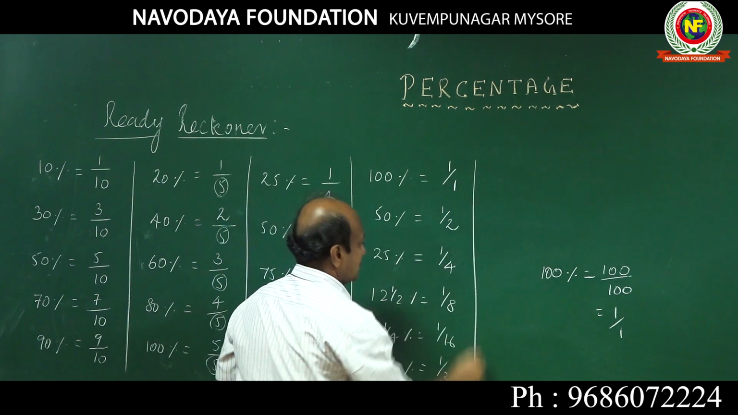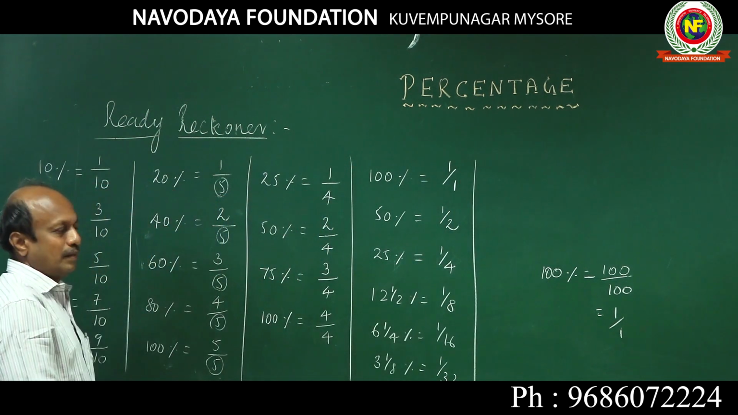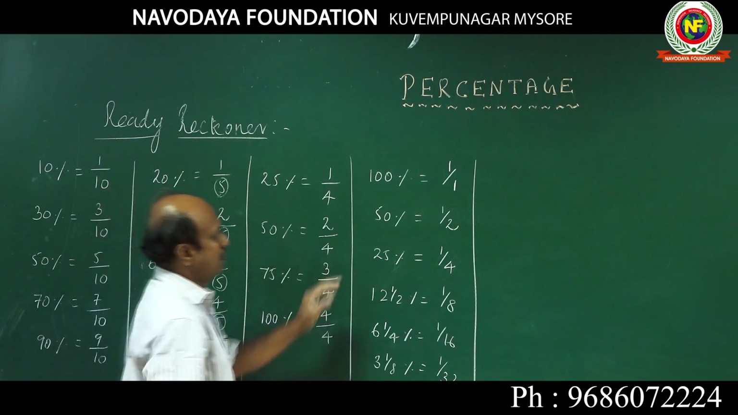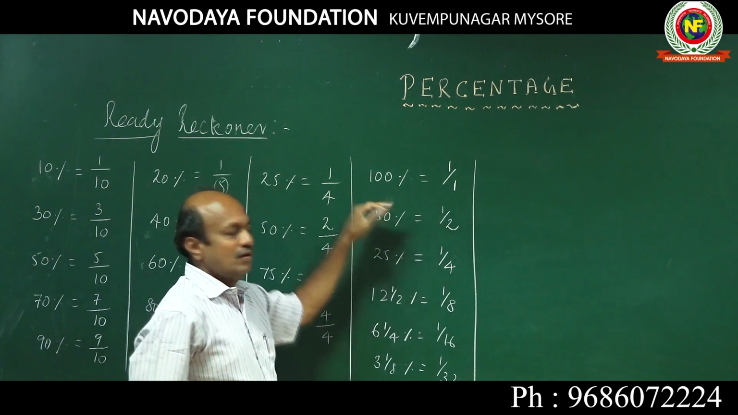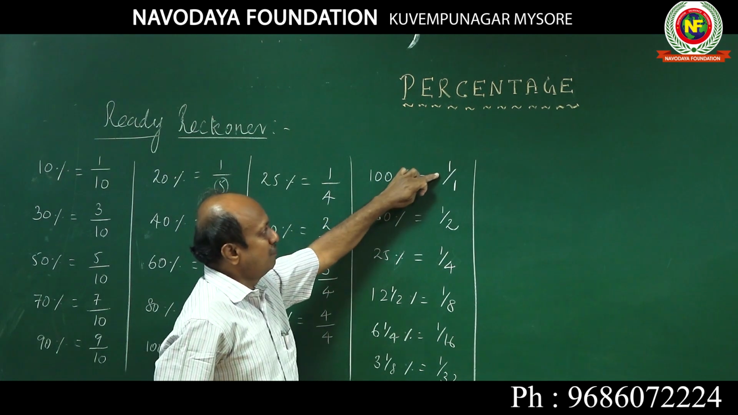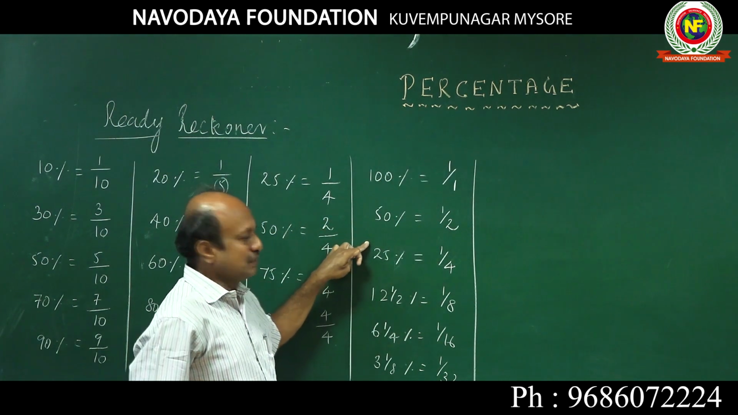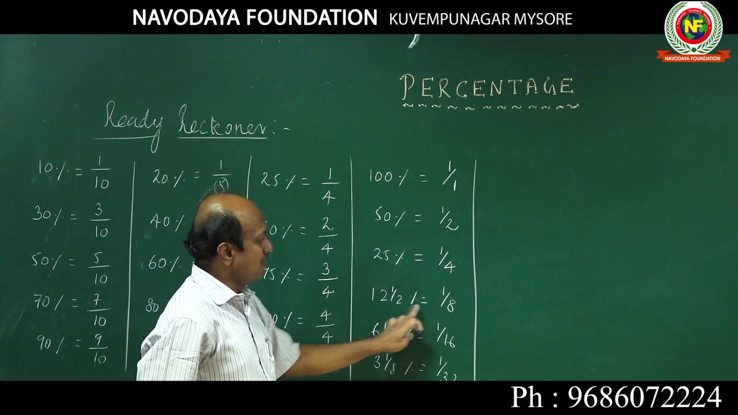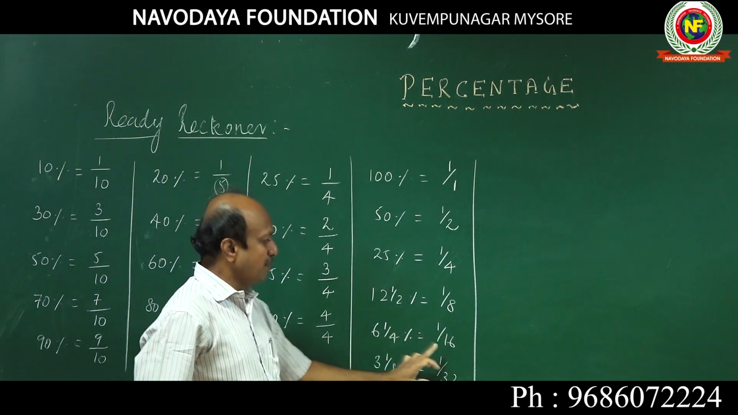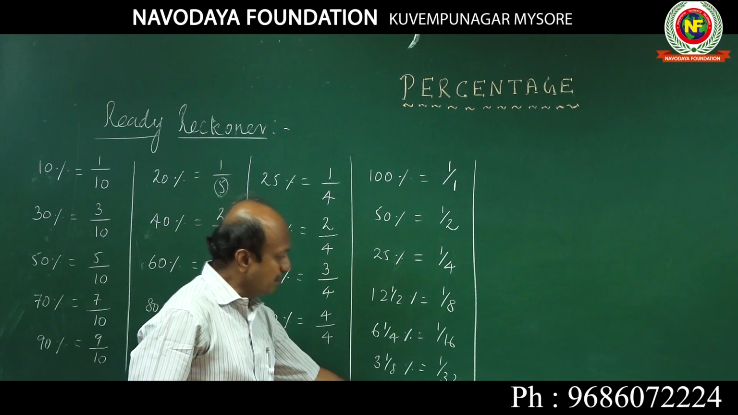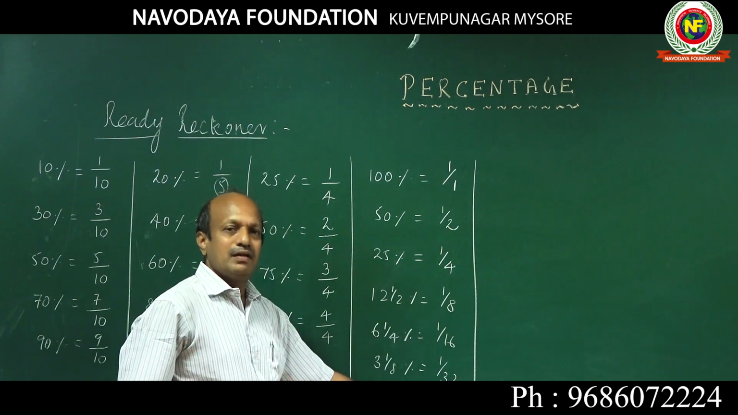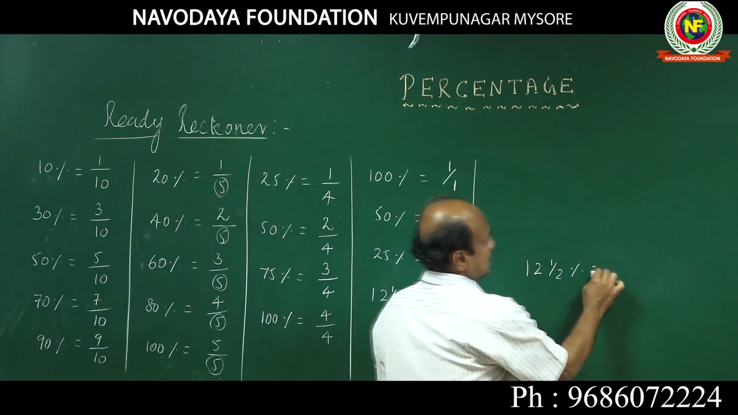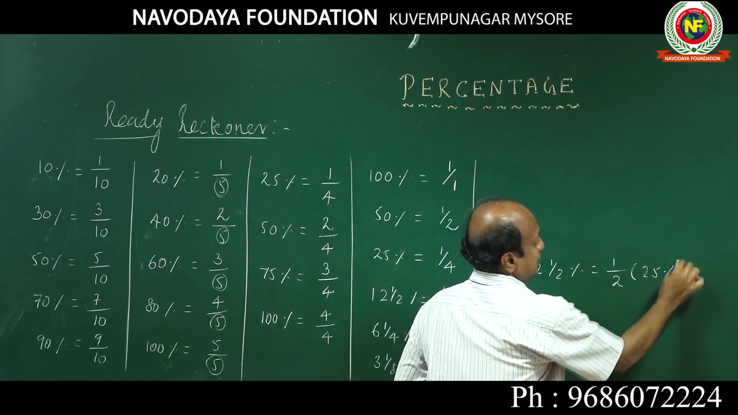By keeping all these things at your fingertips, you can easily solve the problems. So here, the fourth bunch, first, second, third, fourth bunch: 100 percentage is equal to 1 by 1. 50 is nothing but half of 100, therefore half of 1 is nothing but 1 by 2. 25 percentage is nothing but half of the previous one, therefore half of half is nothing but 1 by 4. 12.5 percentage is nothing but 1 by 8. 6 1 by 4 percentage is 1 by 16, and 3 1 by 8 percentage is equivalent to 1 by 32.